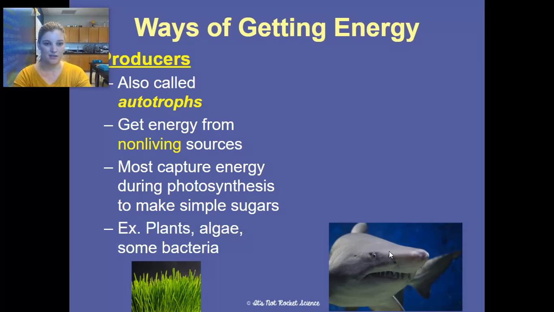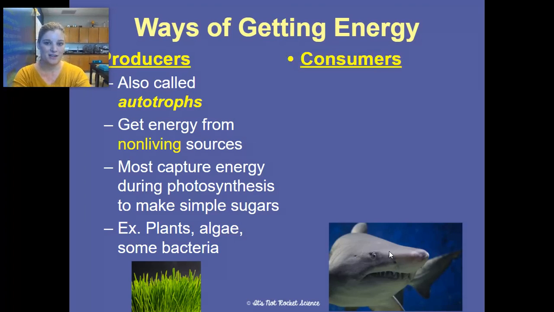And so examples of producers are plants, almost any type of plant. I know very few that actually get energy from eating bugs. Maybe a Venus flytrap, and I don't even think it gets a lot of energy from that. And then algae, and then there's some bacteria too that's considered a producer. It doesn't actually need energy from a living source to get energy to create cellular processes.